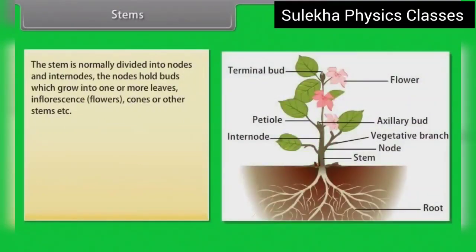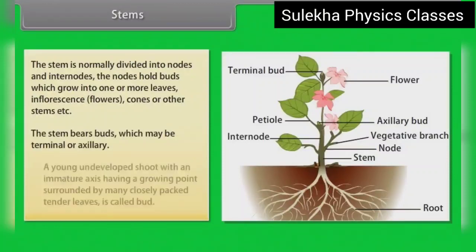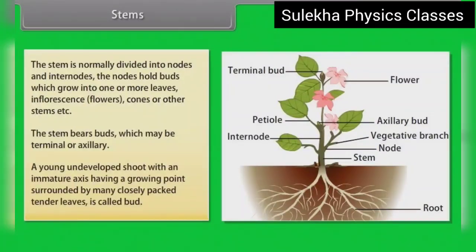The stem is normally divided into nodes and internodes. The nodes hold buds which grow into one or more leaves, inflorescence flowers, cones, or other stems, etc. The stem bears buds, which may be terminal or axillary. A young undeveloped shoot with an immature axis having a growing point surrounded by many closely packed tender leaves is called a bud.